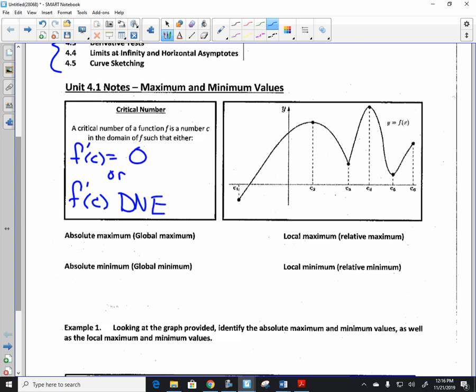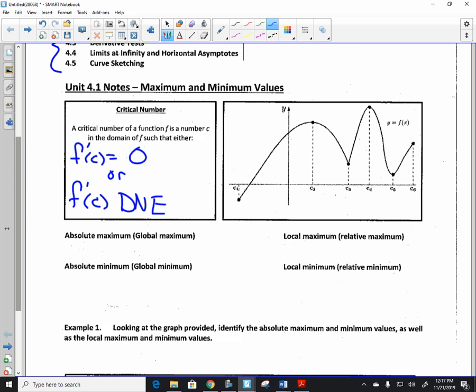So we'll see if you remember. Do you remember where a function is differentiable and where it's not differentiable? Can you think of a time where a function is not differentiable? At a corner, very good. If it's discontinuous, good. And if you have a vertical tangent, excellent.